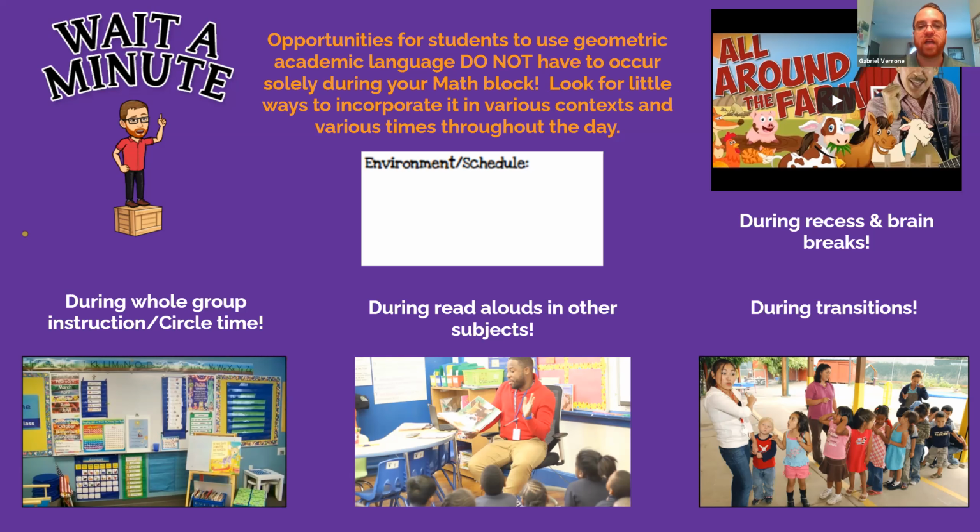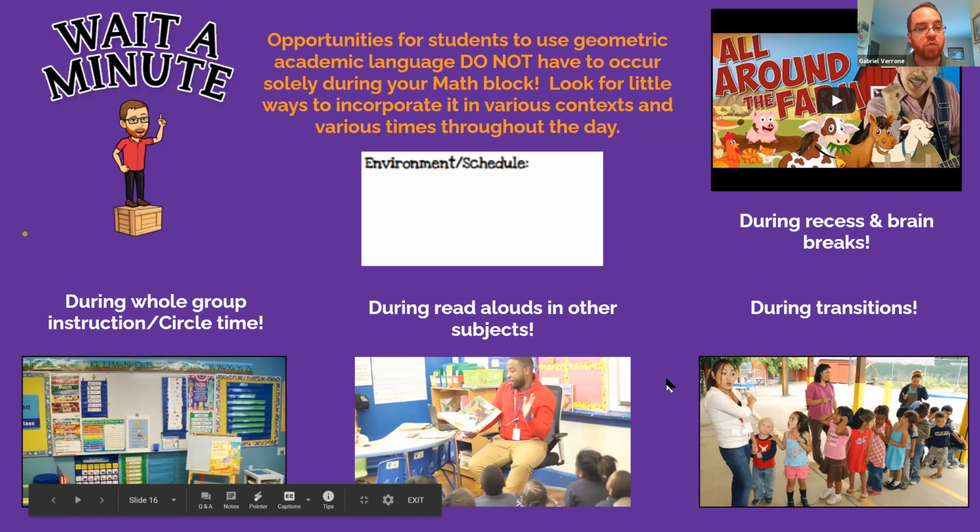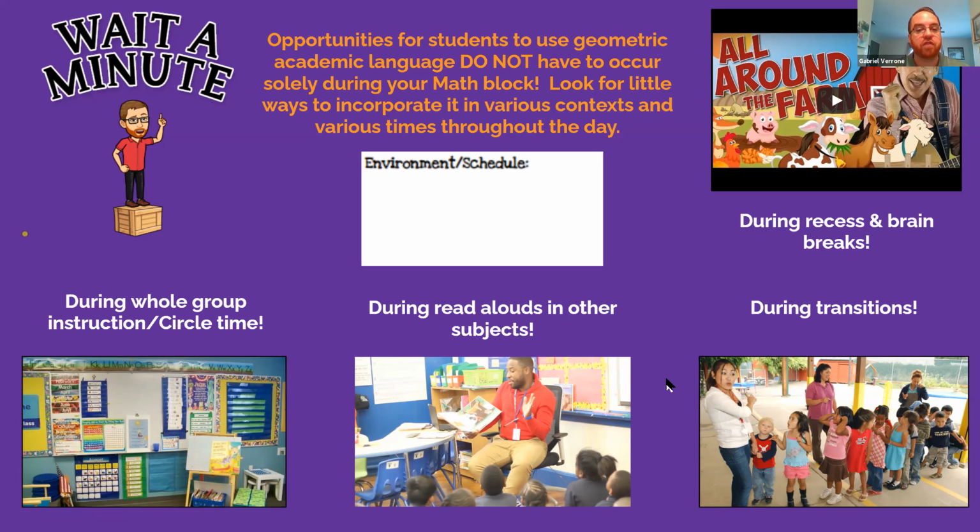And when they do, they get to line up first, right? So when you're reading in other subjects and there are shapes in the pictures, have children stop and identify those, right? It's not a long rabbit trail that you're following. It's just another small opportunity to roll that skill in.